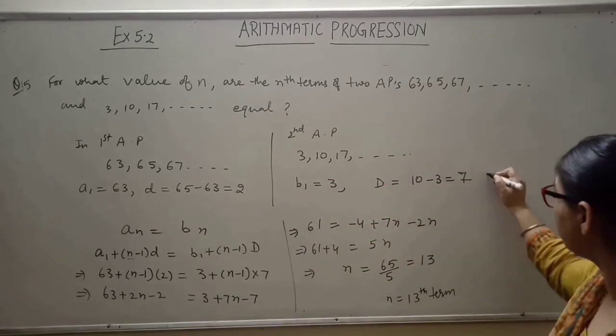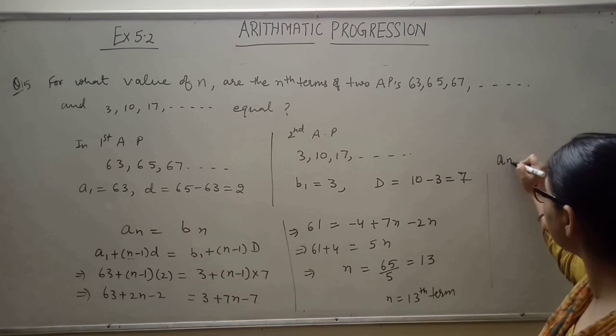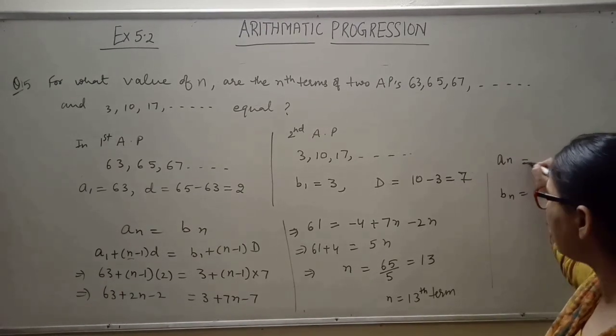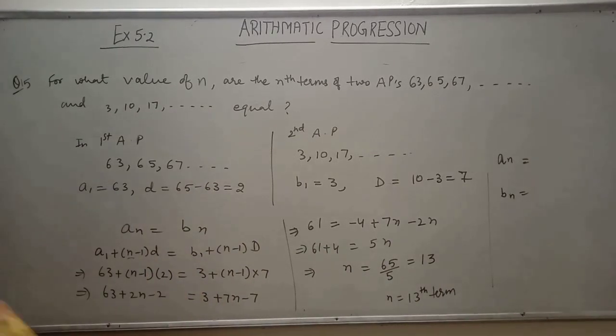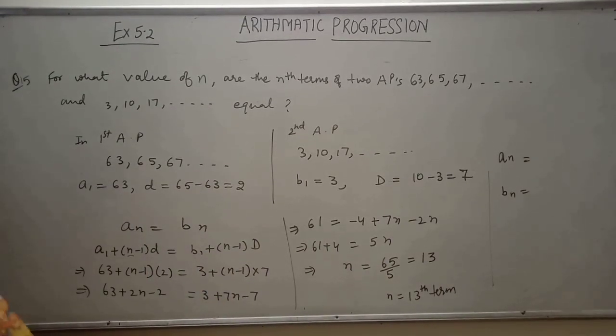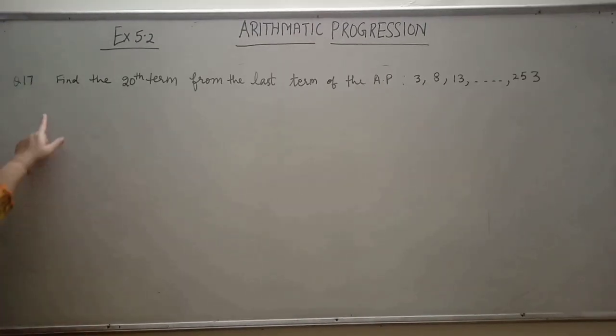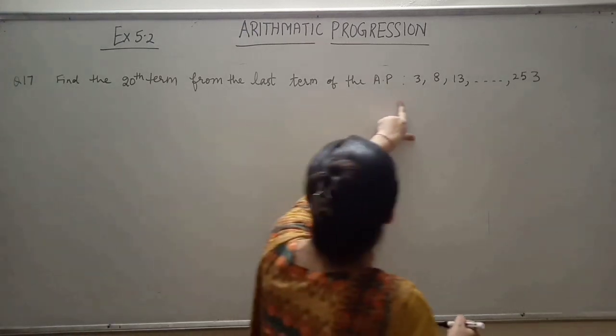You can find both the terms. Find AN and BN yourself, and see, both the terms of these two APs must be same. And the students find the 20th term from the last of this AP.